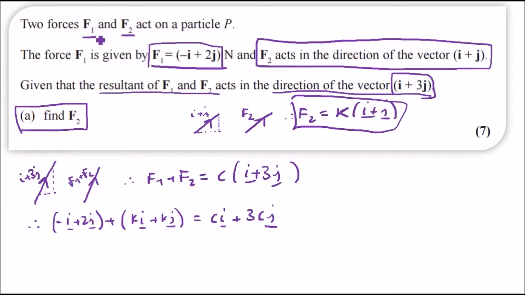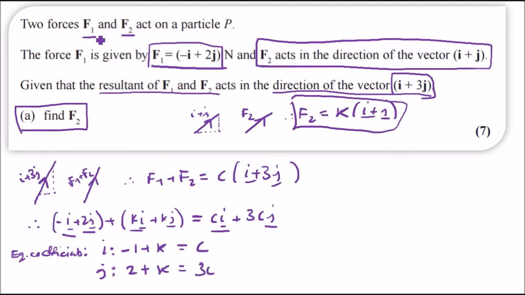What you want to do here is something known as equating coefficients. So what this means, we look at both sides of the equation and we just match them in terms of i's and j's. So we're going to match in terms of the i coefficient. So we look at the left hand side. What do we have on the left side? We have negative 1 plus k, and this is supposed to equal c on the right side. Now equating in terms of j coefficients, what do we have? We've got 2j, so we've got 2 here, plus kj, which is just k, equals on the right side 3c. And voila guys, you just solved this simultaneously. So this is actually the easy part now.